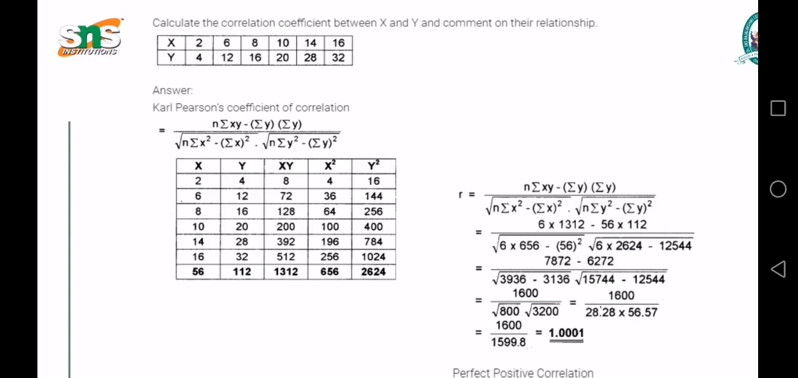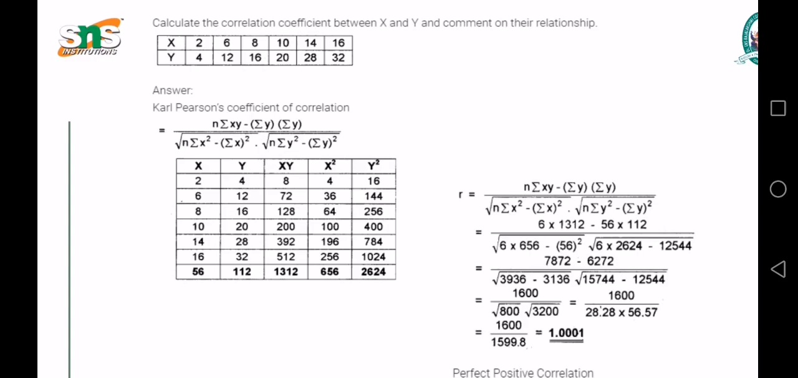Next we multiply the values x and y. xy: 2 fours are 8, 6 twelves are 72. Multiply all the x and y, add these values, we get summation of xy is equal to 1312. Summation of x square: we take the values of x square. 2 square is 4, 6 square is equal to 36, 8 square is equal to 64, 10 square is equal to 100, 12 square is 144, 16 square is equal to 256. Add all this, we get summation of x square, that is 656. Like this, we find y square. Summation of y square is equal to 2624.